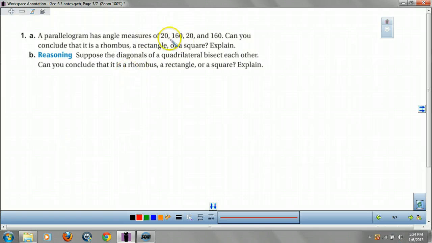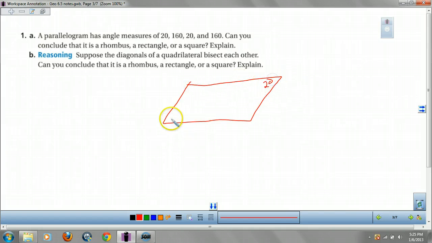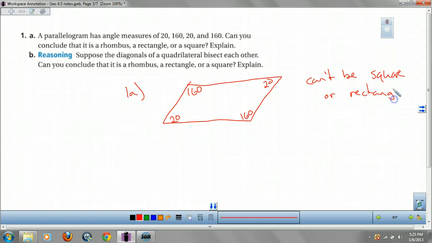A parallelogram has angle measures of 20, 160, 20, and 160. Could it be a rhombus, a rectangle, or a square? Let me just do a quick sketch. Say that's 20, 20, 160, 160. Well, the angles aren't 90 degrees, so it can't be a square or a rectangle since no right angles.